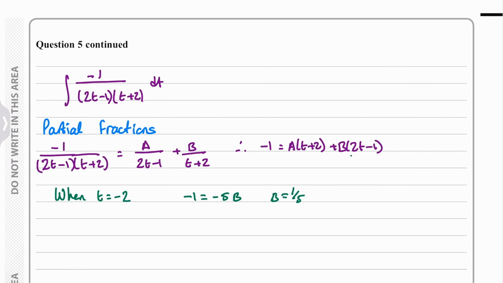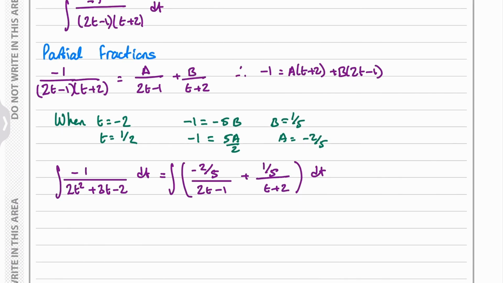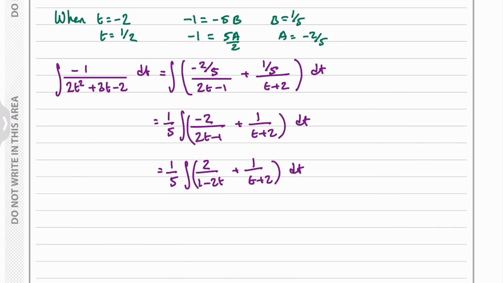And then we'll let t equal 1/2 to cancel out the b term. So -1 will equal 5a over 2. So a will equal -2/5. And then we can substitute each of these back into our partial fractions. So now we can pull 1/5 from here and here out in front of our integral. And we can change this negative into a positive by making this denominator 1 minus 2t. So we're multiplying all of this by -1. And now all we need to do is integrate each of these fractions.